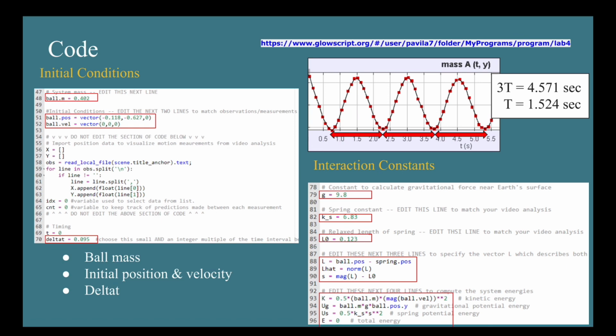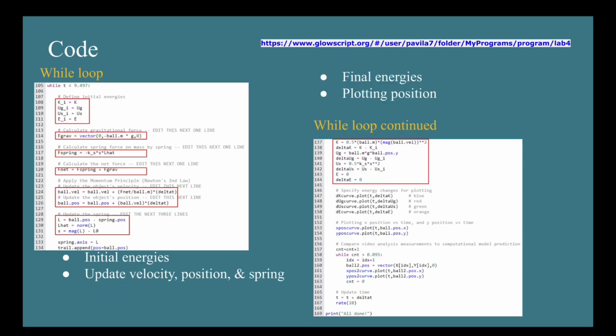Next, we found the relaxed spring length by solving for L naught in the spring force equation. Using the same spring force equation, I computed s, the change in length of the spring, and I went ahead and calculated the system energies. The net force was set to 0 because the energy principle says all energy is conserved.